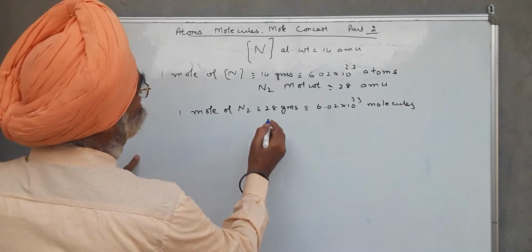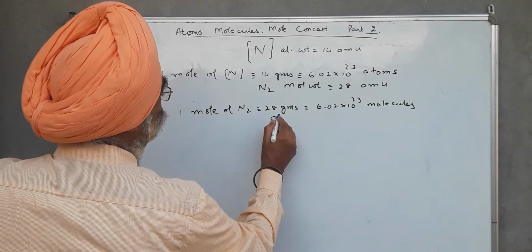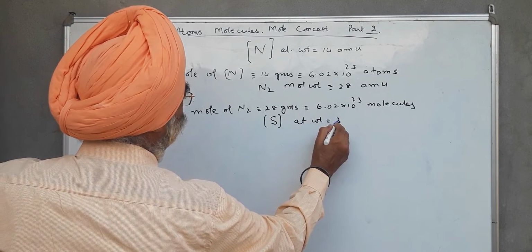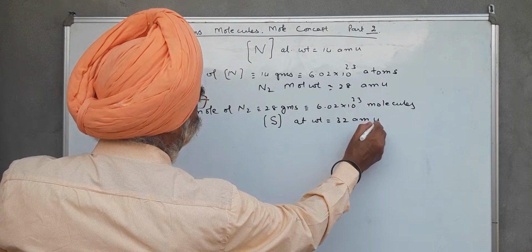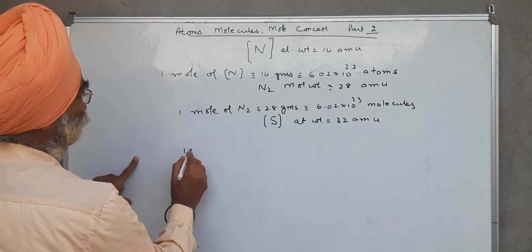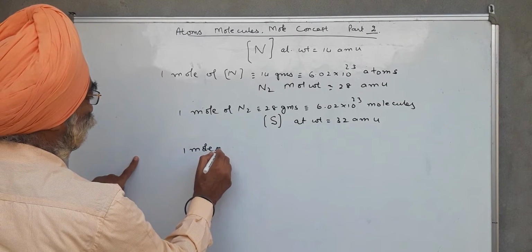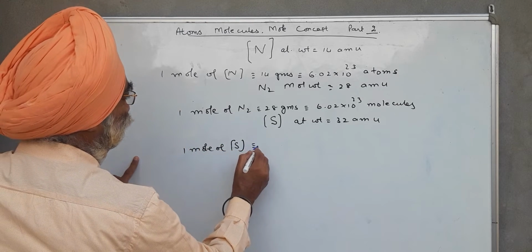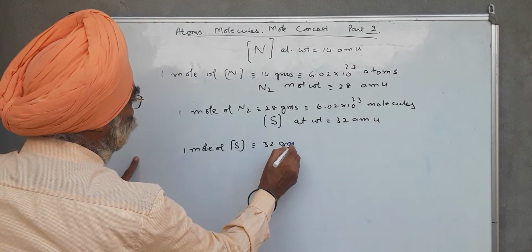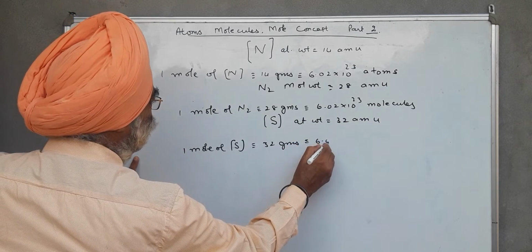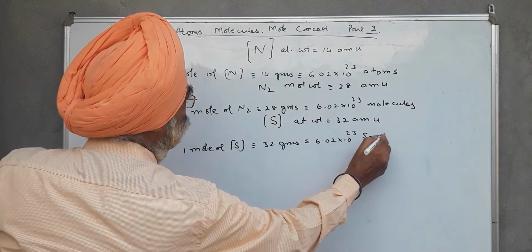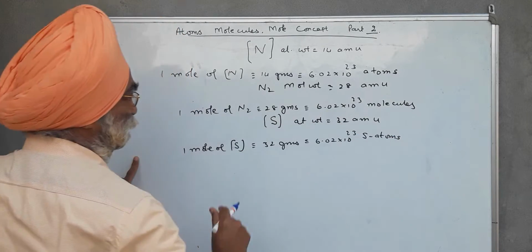We have S for sulfur. Atomic weight is equal to 32 AMU. We shall write 1 mole of sulfur atoms, 32 grams and 6.02 10 raised to the power 23 sulfur atoms.